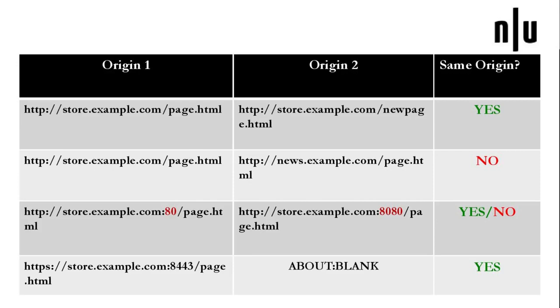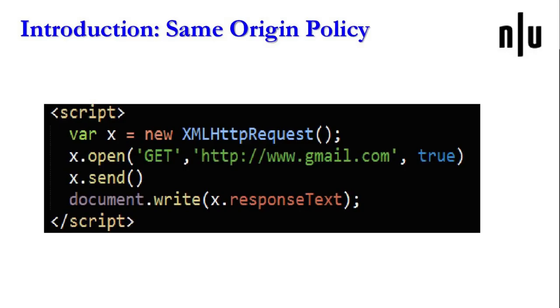Now a bit more technical part. A simple XMLHttpRequest, saved to x. x.open, I forgot to put the S over here. So what it's doing is simply querying gmail.com and retrieving the response. That's it.